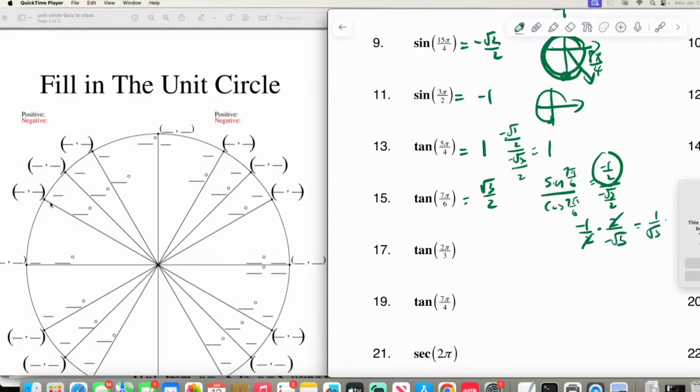You need to rationalize by multiplying by square root 3. You need to multiply the same thing on the bottom. So square root 3 over square root 3. Square root 3 times square root 3 is square root 9, which is 3. So this is going to be square root 3 over 3. So this one is square root 3 over 3.